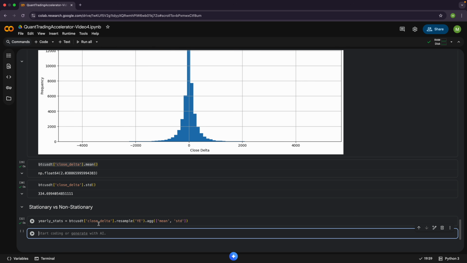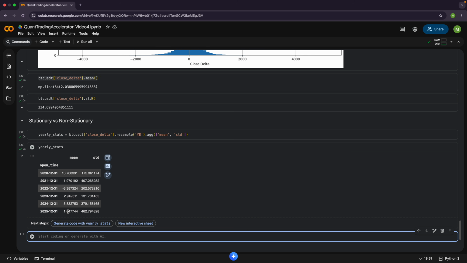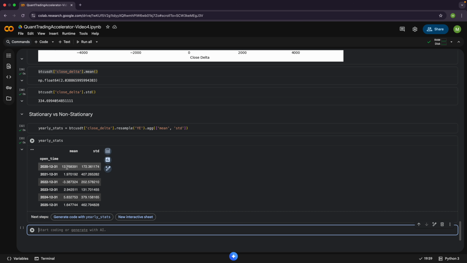So for example here, I'm going to print out yearly stats. So you see here that I'm just grouping it by year, and you can see that the mean and the standard deviation are not constant over time. You could say this is weakly stationary, but how do you quantify weak stationarity? The key thing here is that even if you take the difference, it makes it more predictable, but doesn't necessarily make it more stationary.